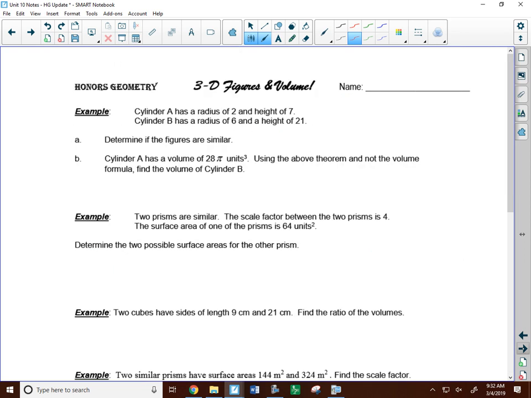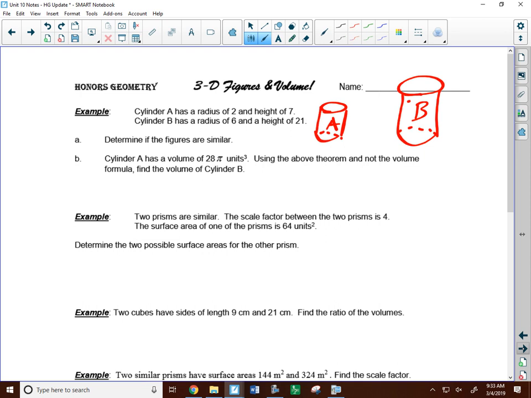Okay, let's try a few. Let's flip to the next page. I'm not going to do all of them, but I will do several, and jump around a little bit here. Okay, I've got two cylinders. Cylinder A has a radius of 2 and a height of 7. Cylinder B has a radius of 6 and a height of 21. Certainly bigger. Are the figures similar?